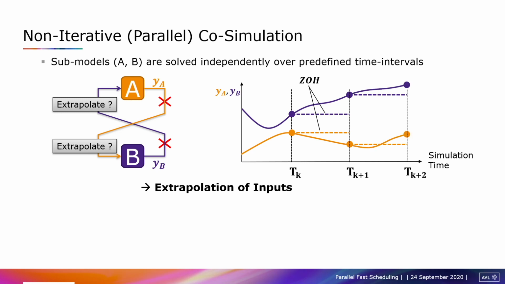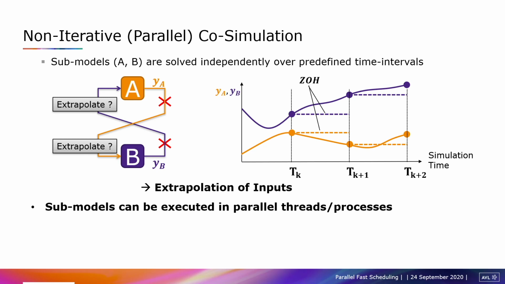What we can see, the submodels can be executed in parallel in different processes or threads. This enables a higher simulation performance in terms of simulation duration, which makes it, for example, more suitable for real-time applications. Nevertheless, we also can see there are differences between the extrapolated signals and the actual ones. So there are extrapolation errors which may have an impact on the simulation accuracy.